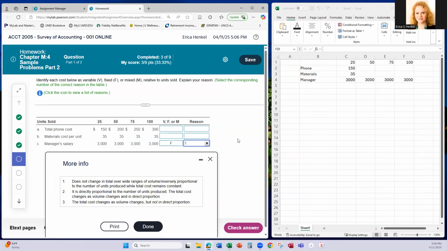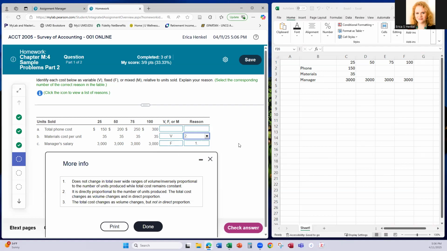All right, now materials cost per unit is the same amount per unit, 35. So for every additional unit, it will go up by $35. So that tells me that that one is a normal variable cost because it's the exact same per unit, okay? So let's see, directly proportional to the number of units produced. Total cost changes as volume changes and in direct proportion.